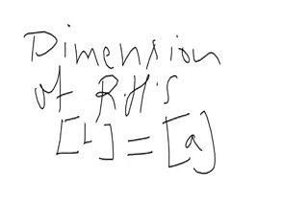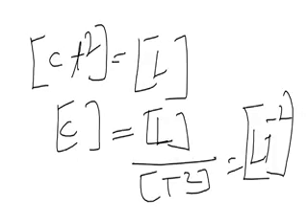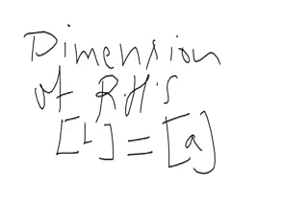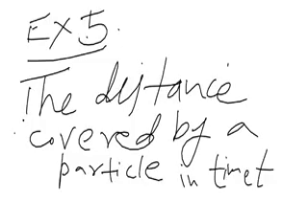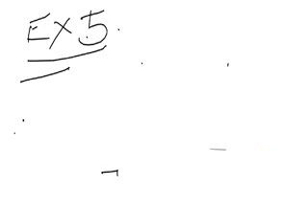So A has dimension L, B has dimension L to the power minus 1, C has dimension L to the power minus 2, and D has L to the power minus 3. So this is overall. Any doubt do you have? Now you are very comfortable with this white screen?